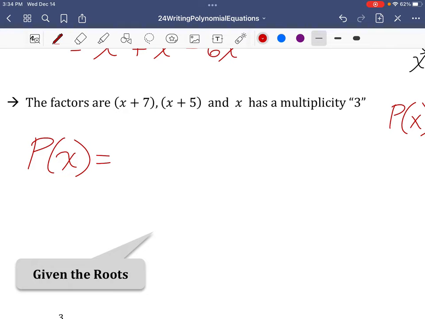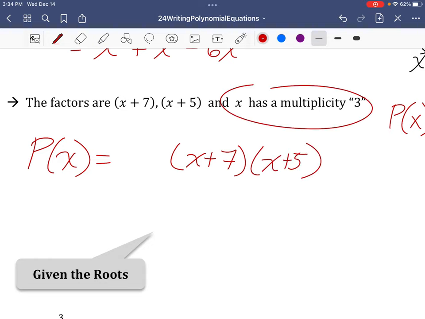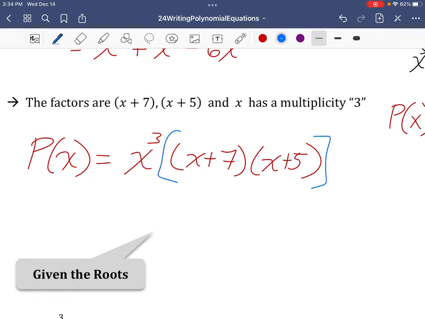Yep, you want to try to set up your factors. You basically want to put together all the factors. Now, you're right if you're putting x plus 7 with x plus 5. So what's up with this x with a multiplicity of 3? Well, doesn't that just mean that I have x cubed? In other words, I have an x, an x, and an x? Yeah, that's all it means. I just have an x cubed, all 3 of those.